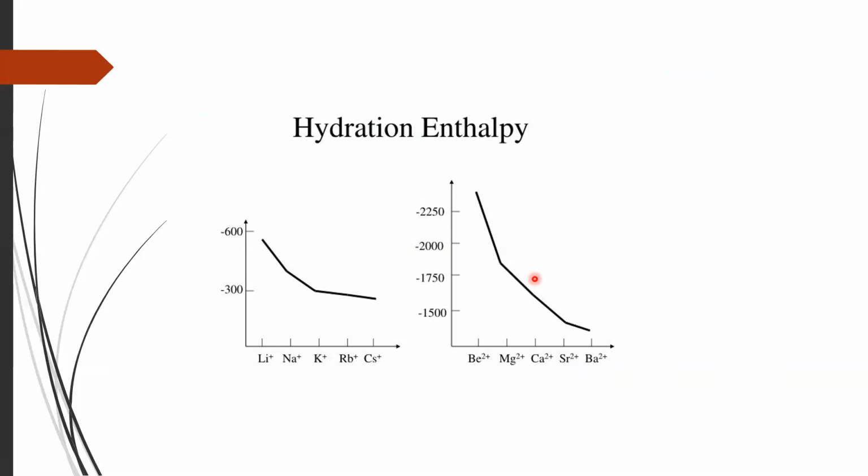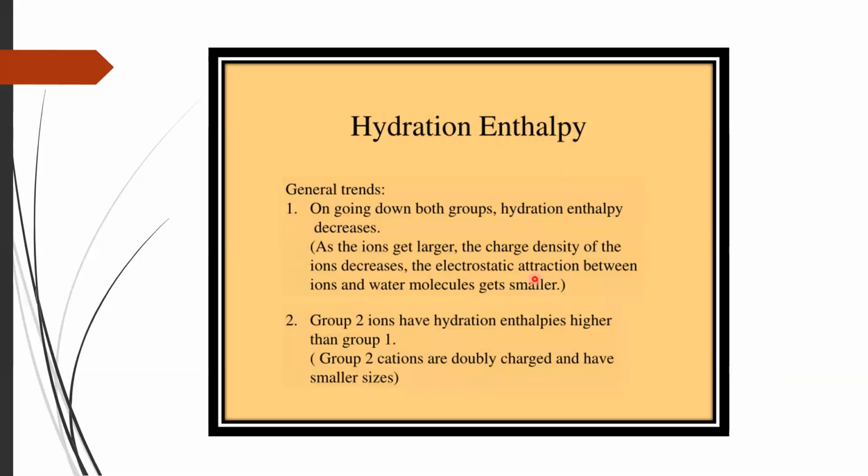So this is the way the hydration enthalpy graph goes for group 1 and group 2 elements. That is, it decreases down the group. Hence, we can confirm that hydration enthalpy decreases down the group. These are the general trends of hydration enthalpy. That is, on going down both the groups, hydration enthalpy decreases.